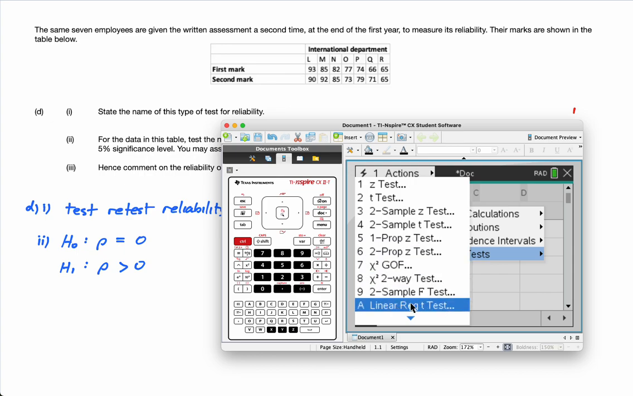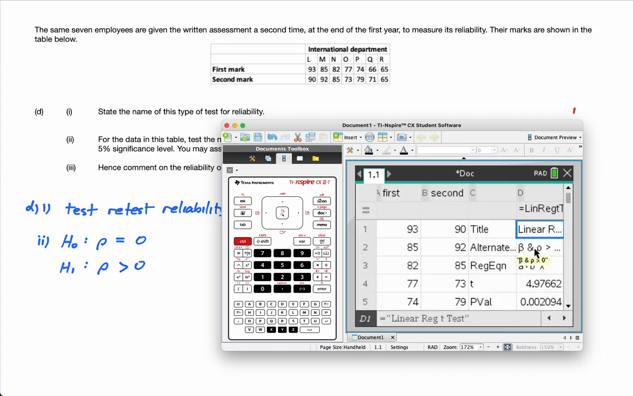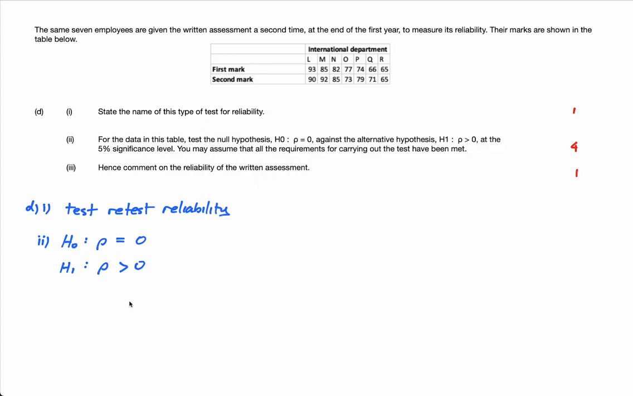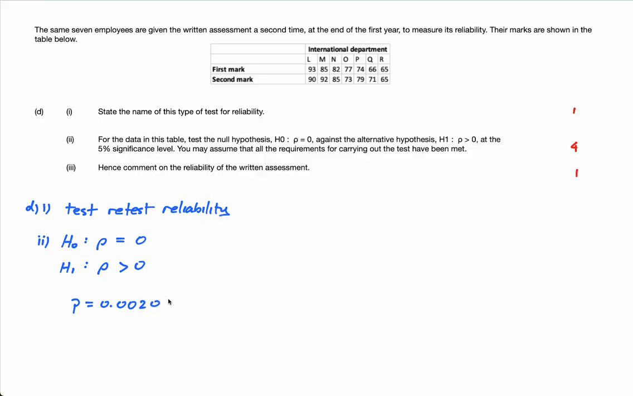We need our linear regression t-test, this one here. Our X list will be the first test, or the first mark. Our Y list will be the second. This is all fine. Now I need to change the alternative hypothesis so that rho is bigger than 0. So I need that one, press OK, and I get a p-value of 0.002094.